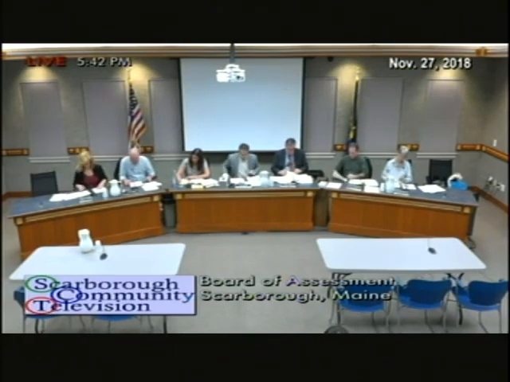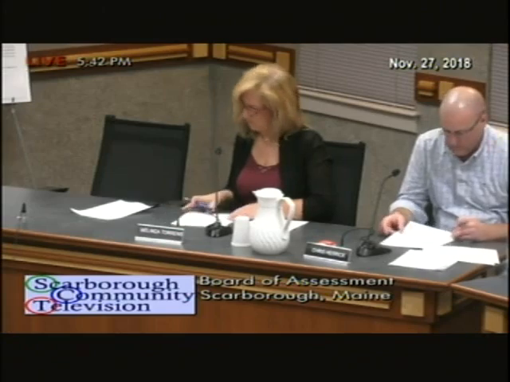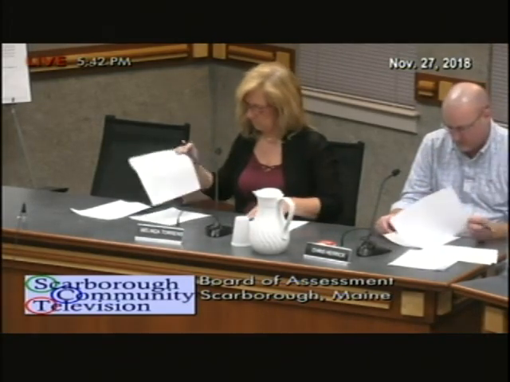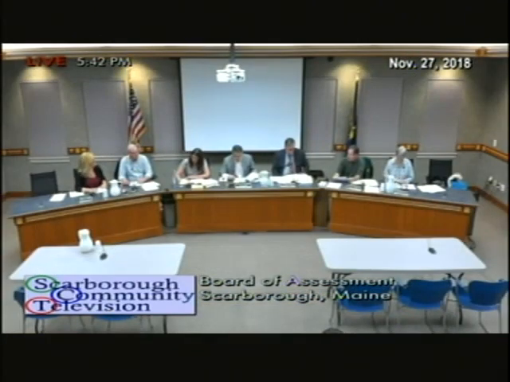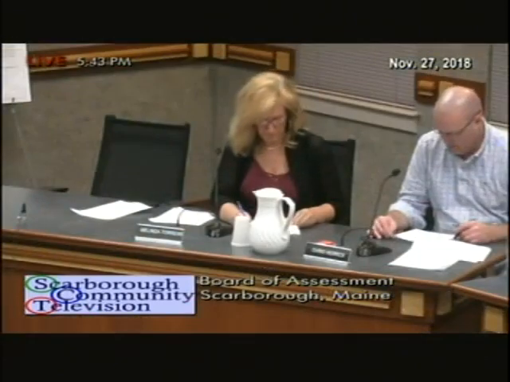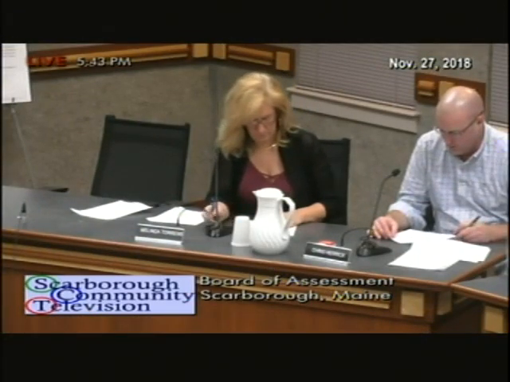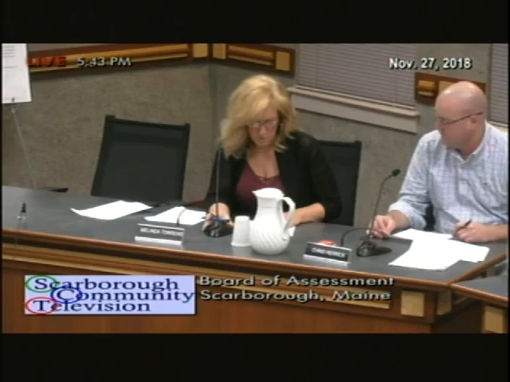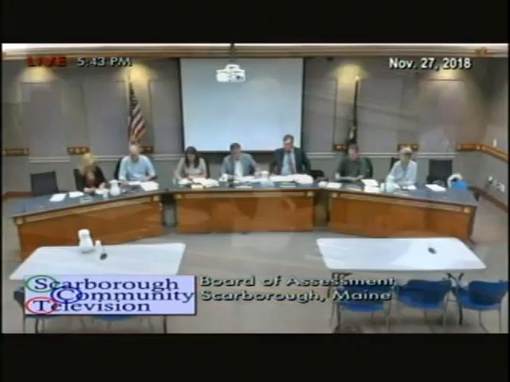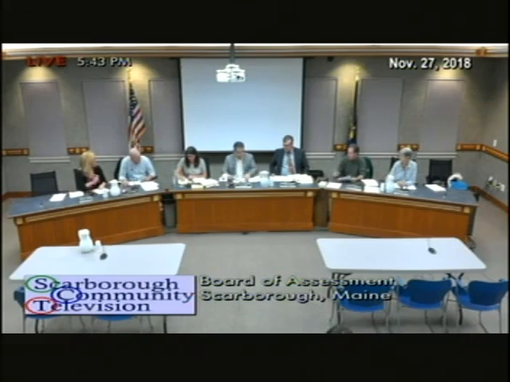Moving on to the legal analysis and conclusions, can I have a motion to approve legal analysis and conclusions as written? Make a motion that we approve the legal analysis and conclusion as written. I'll second that. Any further discussion? All in favor? Carries 4-0. All right, and last but not least, can we have a motion to approve the decision as written? Motion to approve the decision as written. And a second. I'll second that. Any further discussion? All in favor?